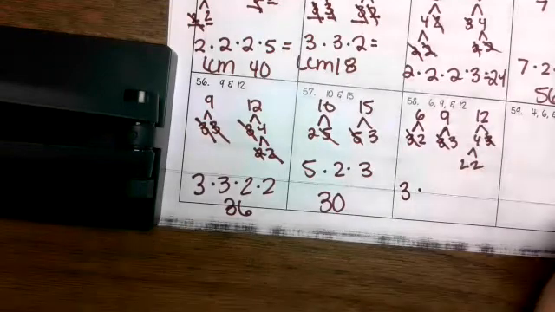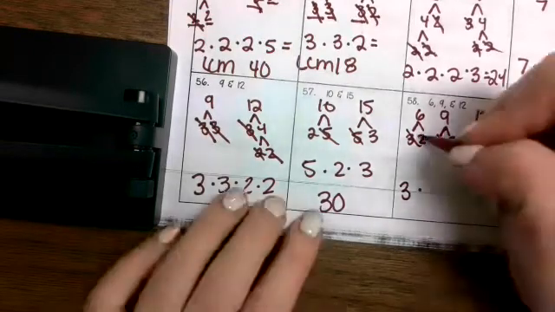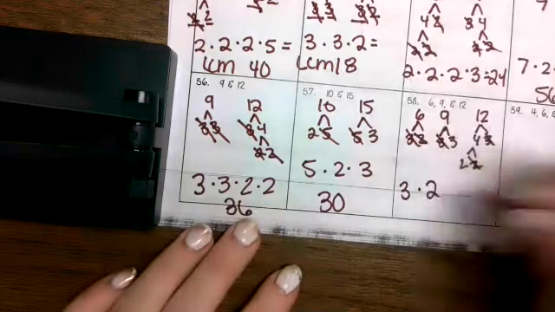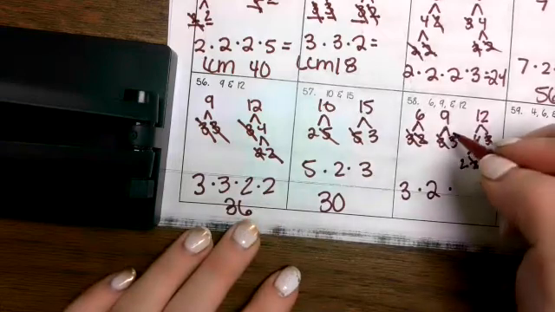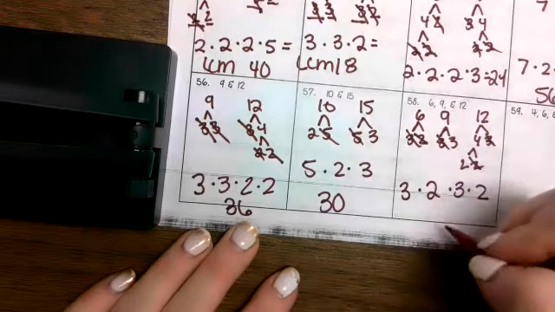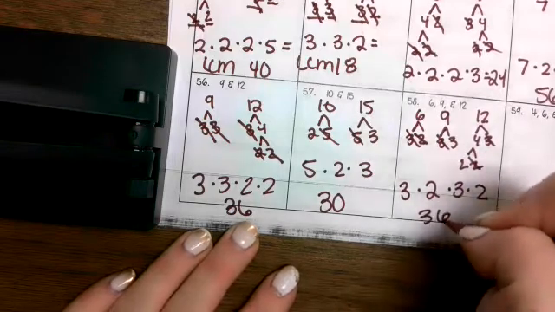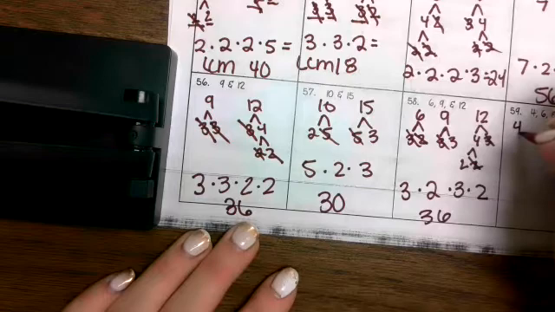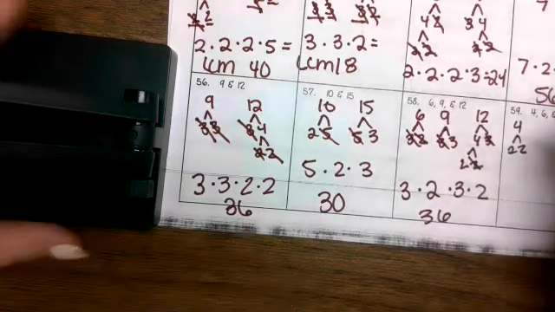Then I'm going to notice that I have one that has a 2 in common. So I'm going to write that once. And I still have a 3 left and a 2 left. So 6 times 6 here is going to be 36. And our last one is 4. You cannot see that. Okay, 4.